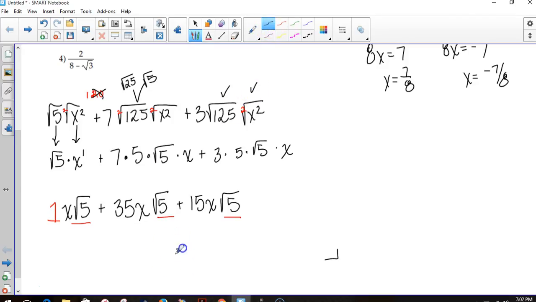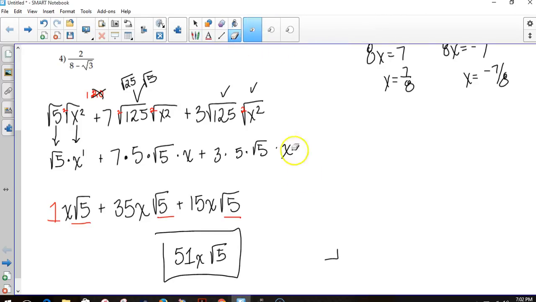So how about 51x square root of 5? And now he's simplified. We'll also have to rationalize a denominator. And so I have for number 4, 2 over 8 minus a radical 3.